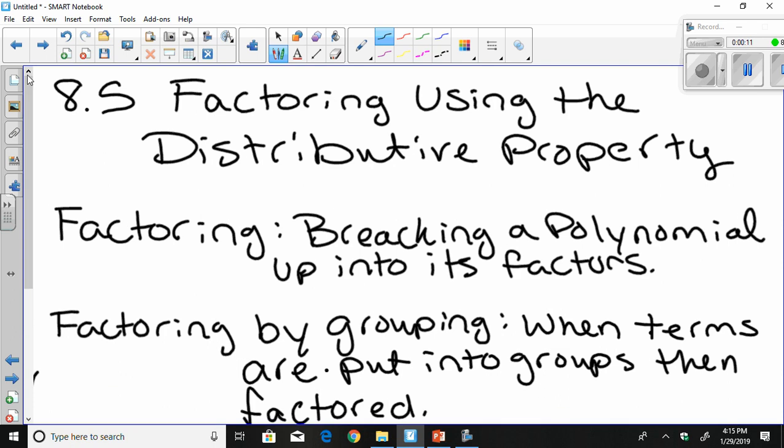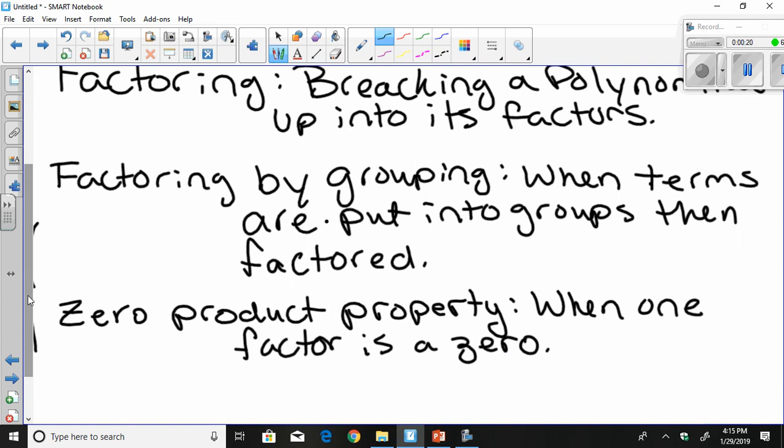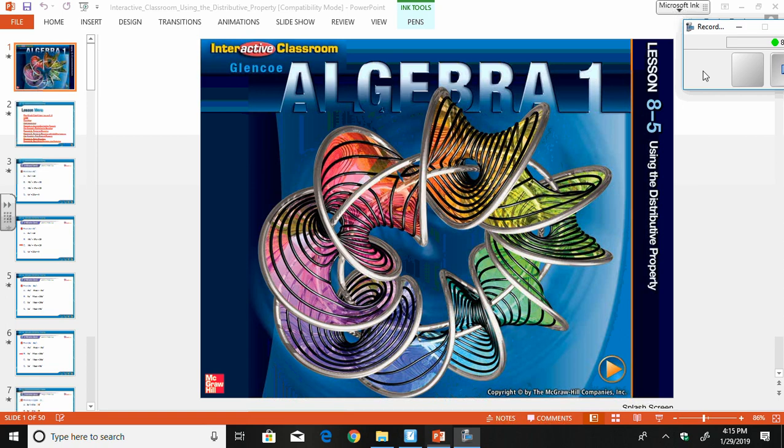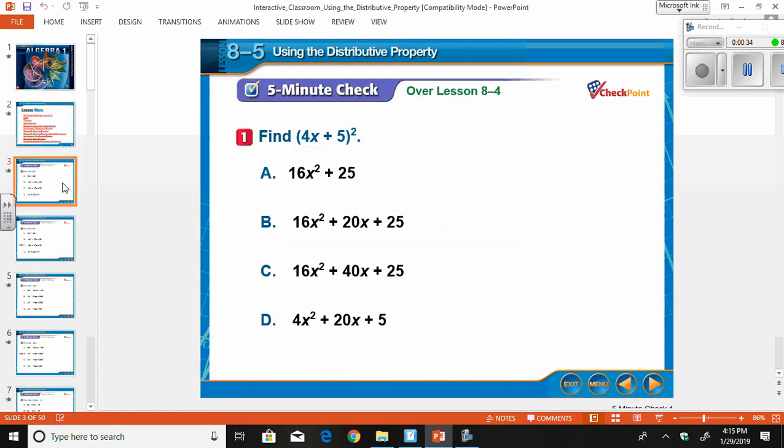Factoring is when you are breaking a polynomial up into its factors. Factoring by grouping means that you get terms together and then you factor. And the zero product property is when one factor is a 0. Our lesson menu tells us that we have 5 examples to go through. First, we start with our quick check.